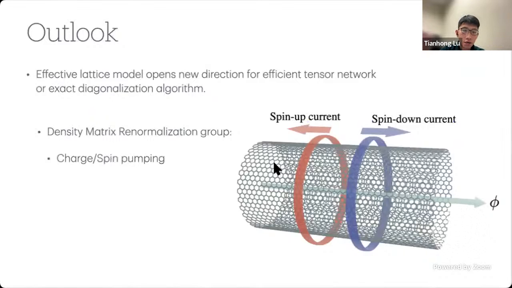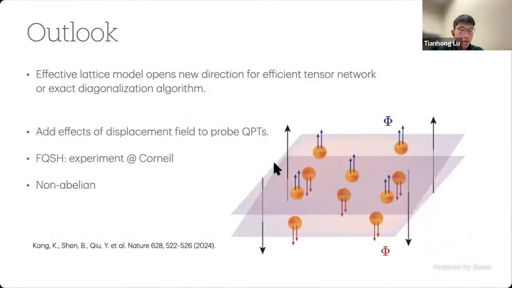And we can also use the lattice model to do some density matrix renormalization group calculation. We can maybe measure the charge pumping or spin pumping. And another excellent work done by a group at Cornell is the fractional quantum spin Hall effect in the same system. So maybe by creating 2 copies of our lattices, we can build something that respects time reversal symmetry and maybe see what's going on with the fractional quantum spin Hall effect.